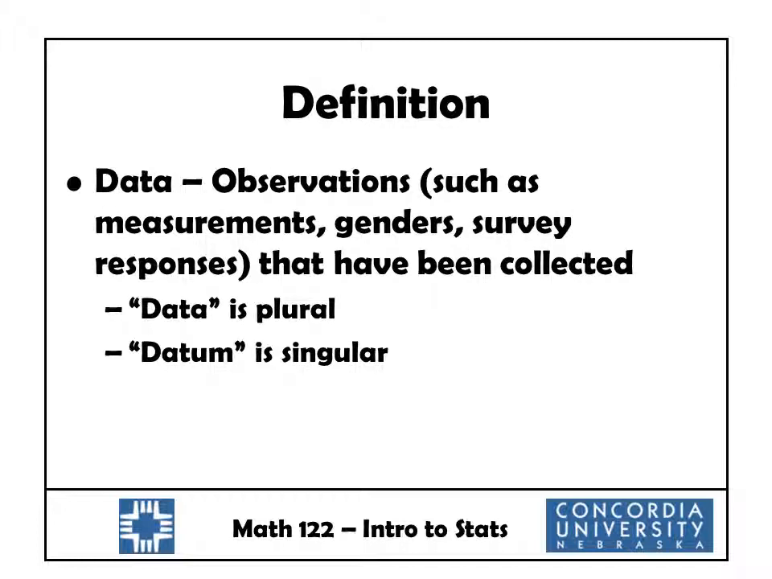So first topic is a definition. Data: observations that have been collected. Note again that it does not say here that data are numbers. Data can be numbers, but they don't have to be numbers. They can be lists of words. The word data is plural and the word datum is singular.